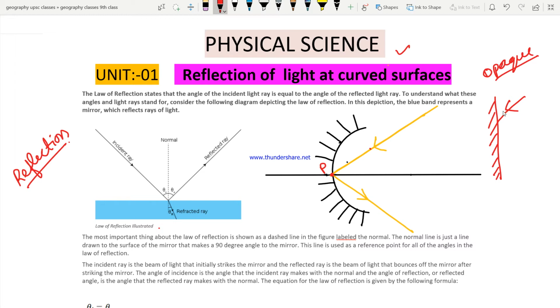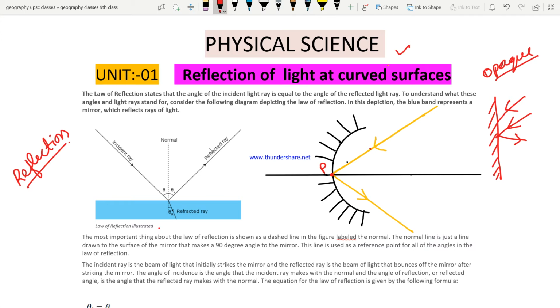What is this opaque? Opaque is nothing but a reflecting surface. When I make light incident, the light will get reflected back to the same medium, that is called reflection. It will not penetrate through the surface, that is called reflection. Is it clear? There are two laws of reflection.